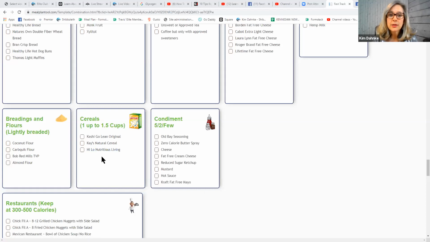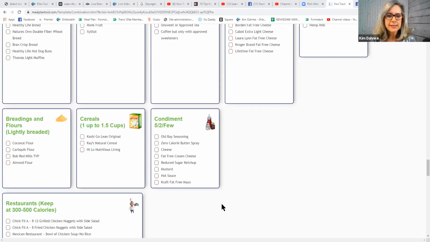Then let's look at some cereals that are good to start. Kashi Go Lean Original, K's Natural Cereal, and the High-Low Nutritious Living. Those are all good to get you started. There are tons of cereal on the program that, you know, are not going to be the best for you, but they still work. But these are going to be better to get started. You can do a cup up to a cup and a half.